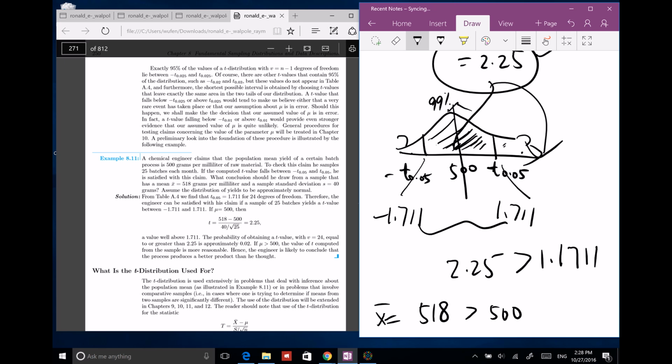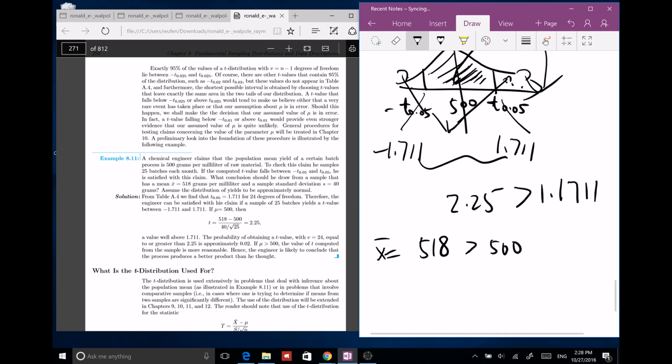So this area, add these two together, the probability that it is bigger than that is 0.02. Okay. If the mu is bigger than 500, now it's bigger than 500. From the sample, it is more reasonable, so that he can say, okay, the process is, because this is out of the range, it's not in the range, so we can say that it's bigger than that.